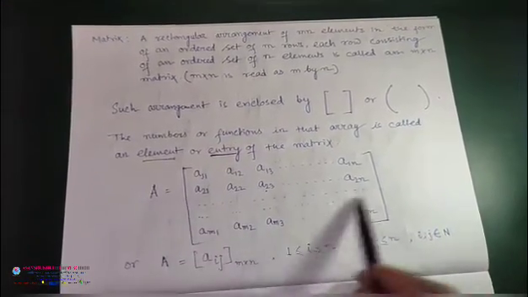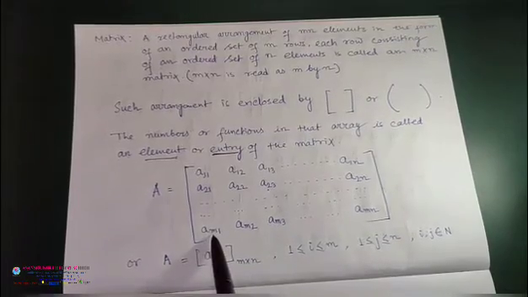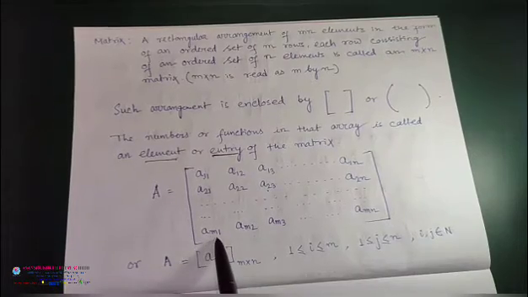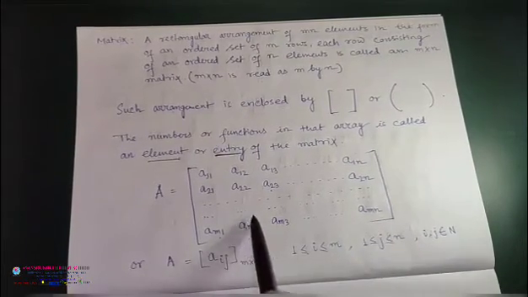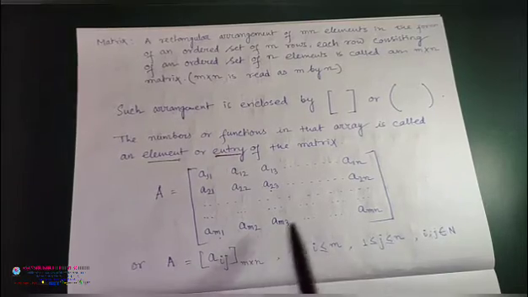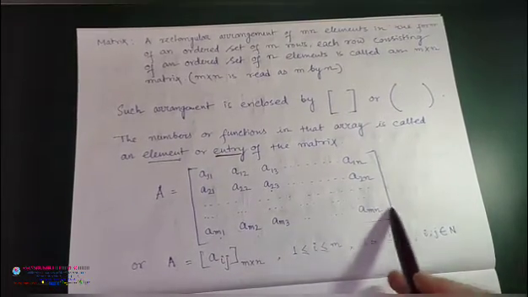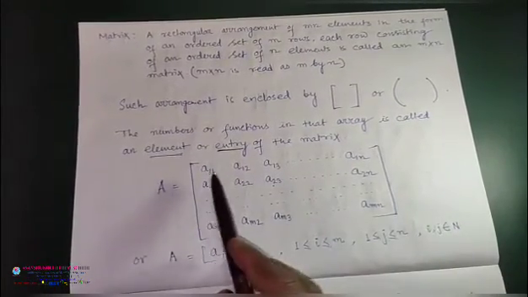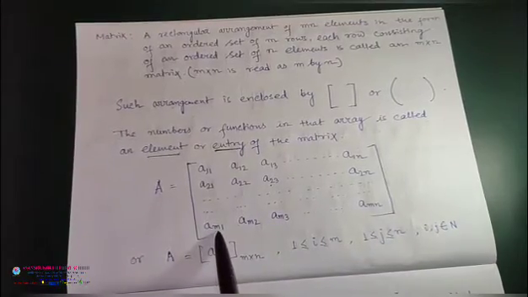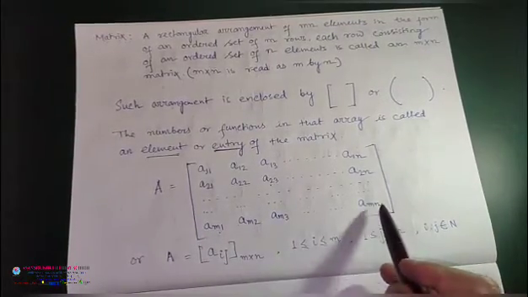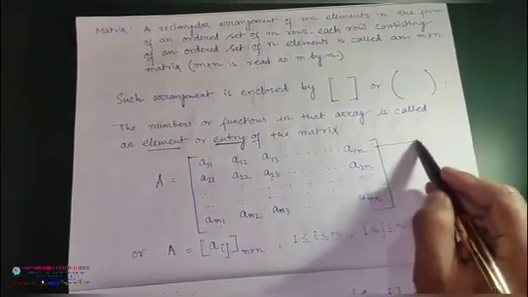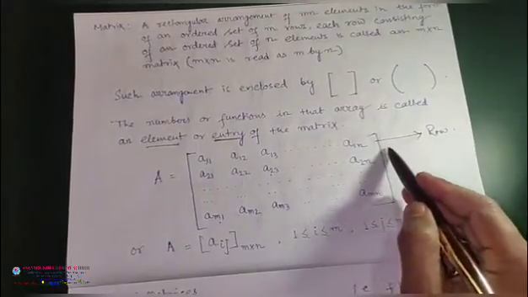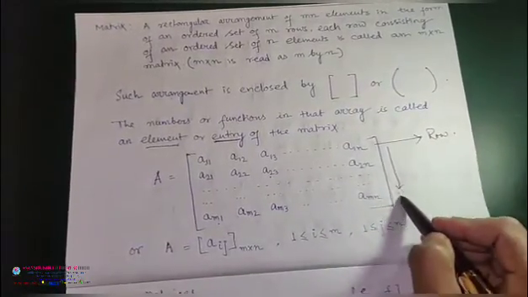So if we follow like this, if we take m number of rows, then the first element of the mth row is am1, the second element of the mth row is am2. Like this, the last element of the mth row is amn. So in this matrix, the total number of rows is m and the total number of columns is n. This horizontal arrangement is known as a row and the vertical arrangement is known as a column.